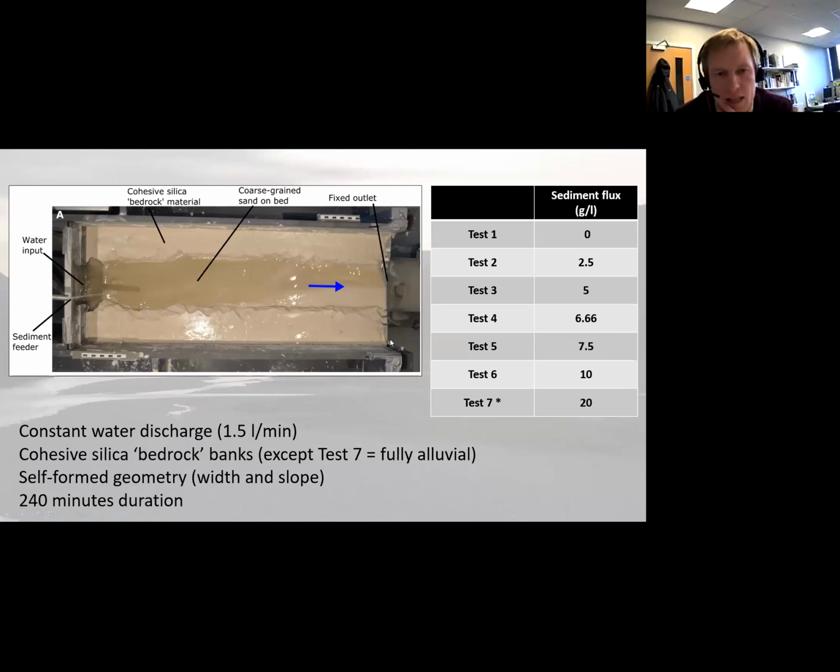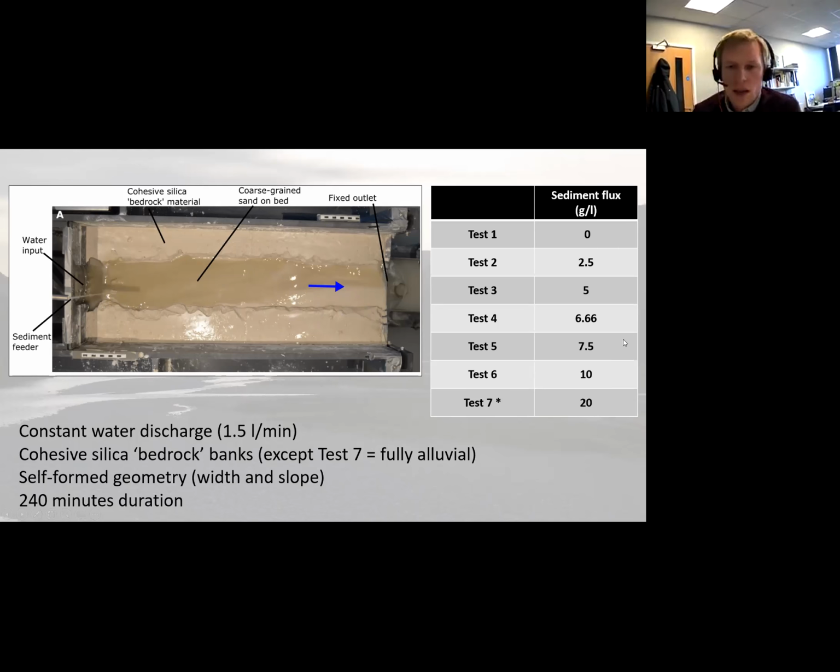And what I have for you today is basically 7 different experiments. They were all run with a constant water discharge of 1.5 liters per minute. They all had the same setup in terms of the type of silica and initial conditions. So starting with a flat surface, we drop the base level by a few centimeters. That propagates the nick point up to the input, which channelizes the flow. And as it does that, the channel is free to self-form its width and self-form its slope. So you can see here that the width has not been cut by us, that's just been cut by the channel itself.